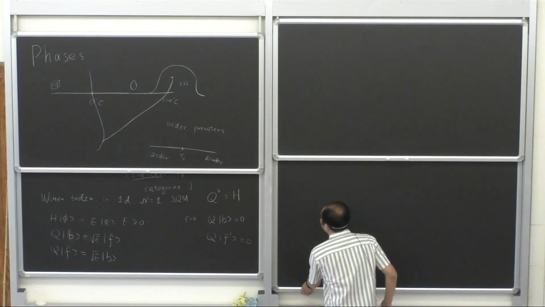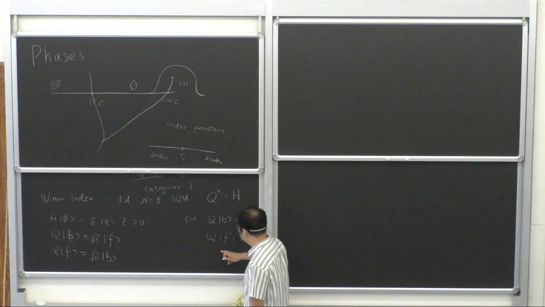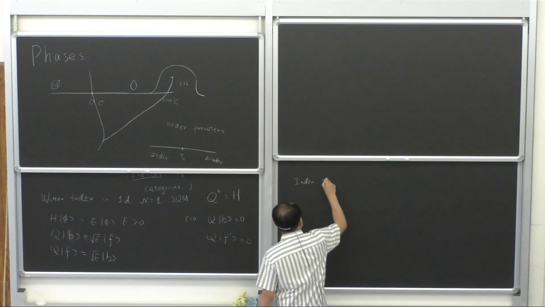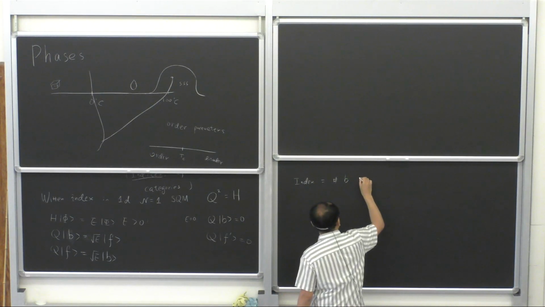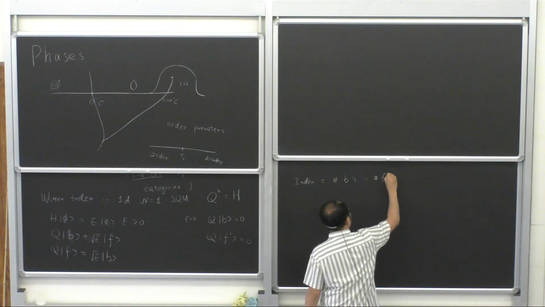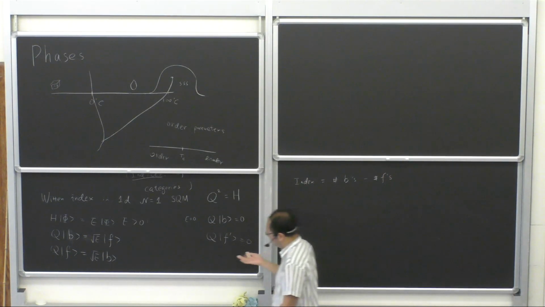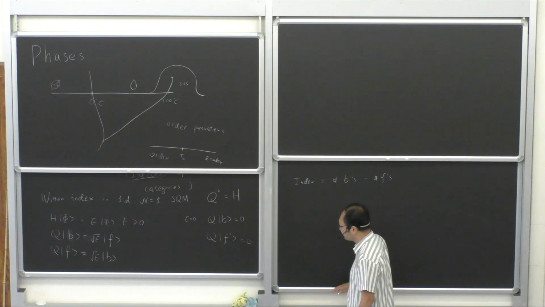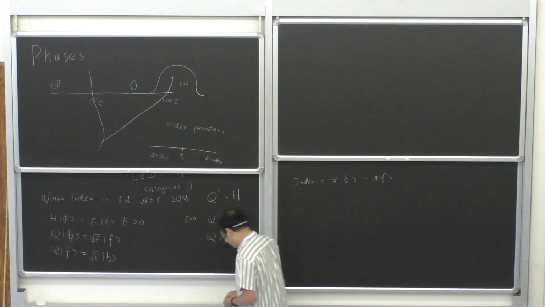Then, if one defines the index as the number of bosonic states versus the number of fermionic states, it turns out that this is actually a protected quantity. And this can be computed by just looking at the ground states.